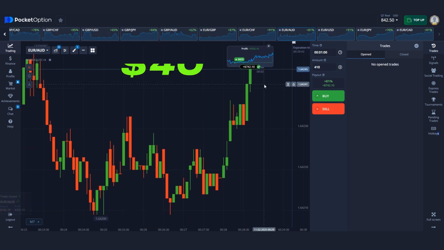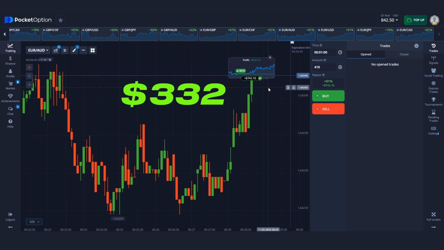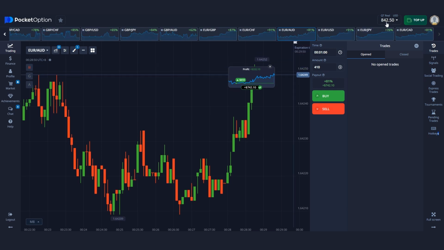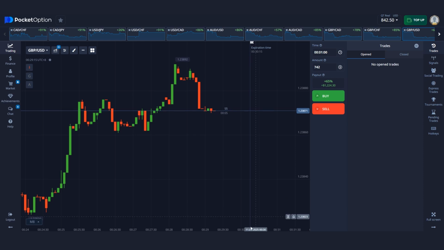Just look, a great trade brings me $330 and I already have $840 in my balance. This means that I've increased my deposit by 700%, which is a lot. And I will open the next trade for $742, choosing the British pound dollar.